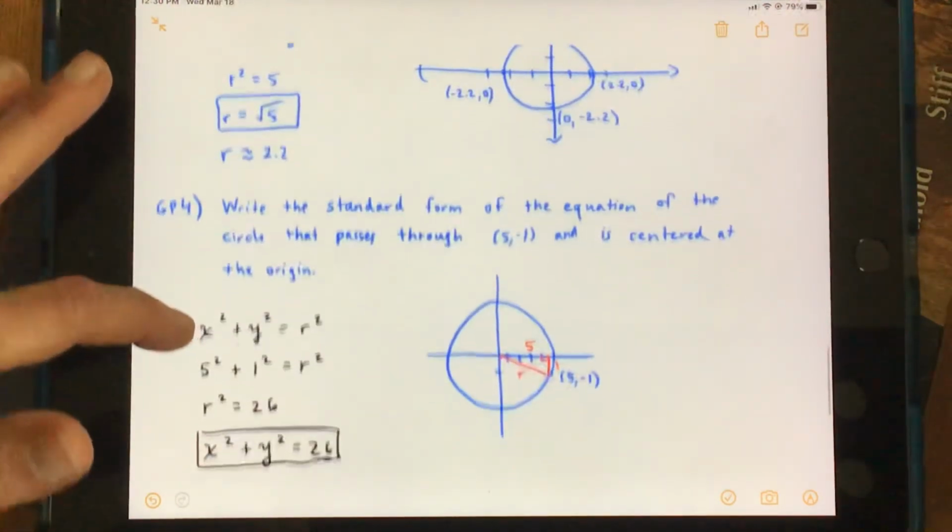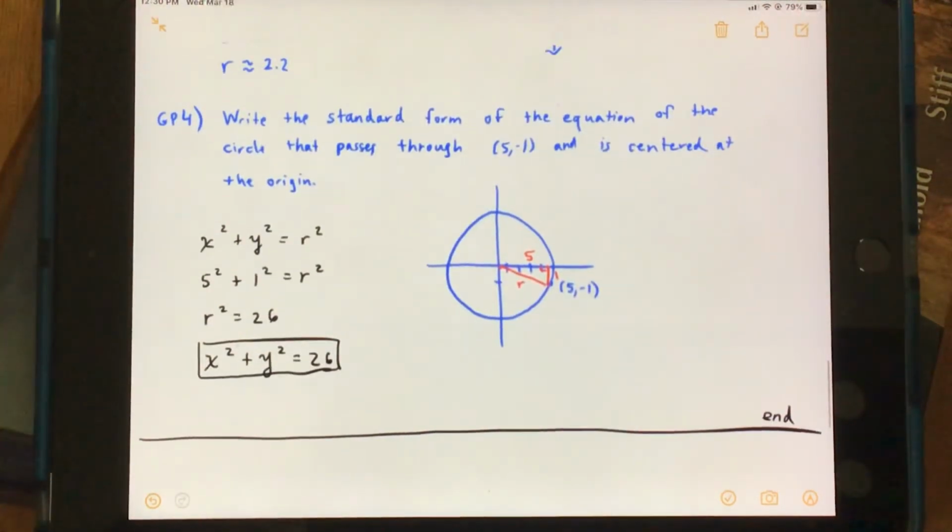Finally, guided practice 4. That's where we're going to end with our guided practice today. You're going to write the standard form of the equation of the circle that passes through (5, -1) and is centered at the origin. I drew a picture of what they told me so I can see clearly what it looks like and then what I need to do to write the equation.